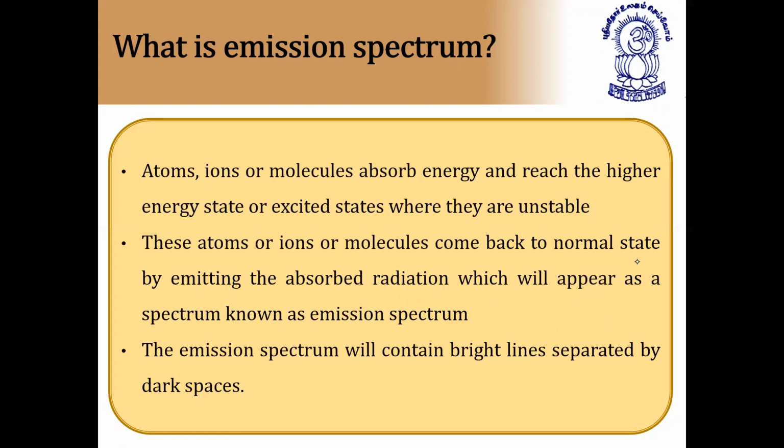And these atoms, ions, or molecules come back to the normal state by emitting the absorbed radiation. By emitting the absorbed radiation, they come back to the normal position, which will appear as a spectrum known as emission spectrum. The emission spectrum will contain bright lines separated by dark spaces.